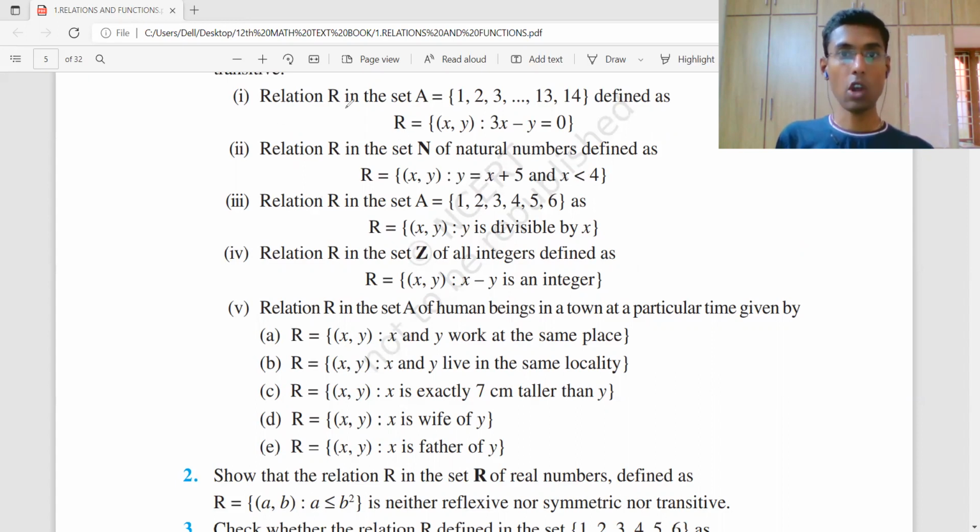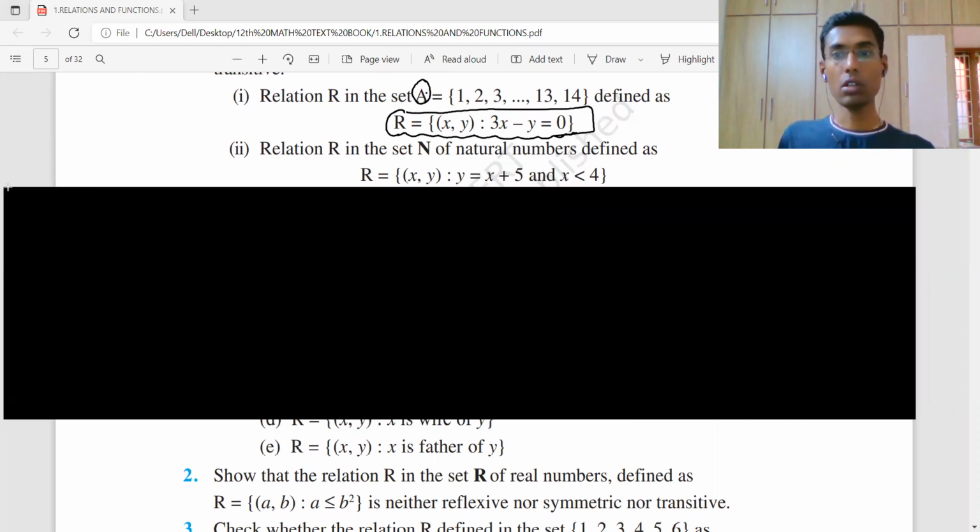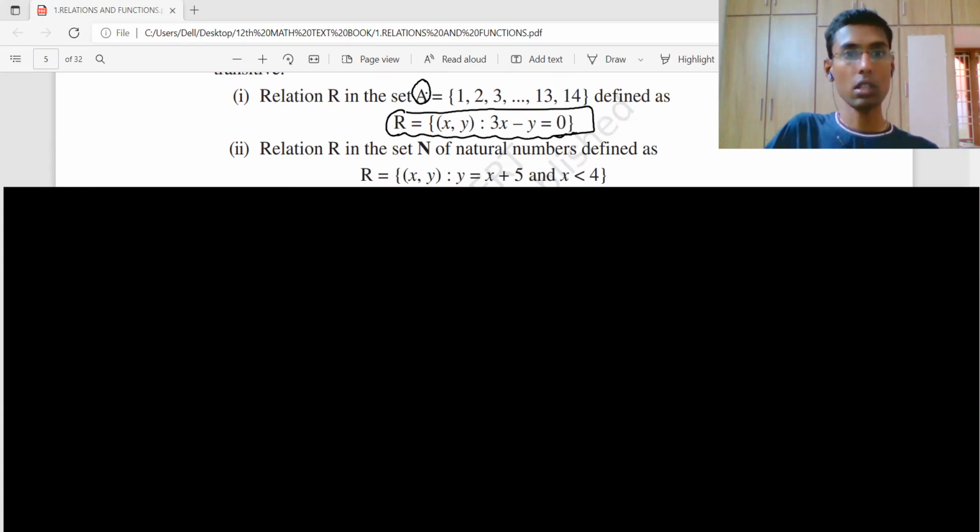So first example: relation R in the set A, which is 1, 2, 3, and so on up to 14, defined as R equal to {(x, y) : 3x minus y is 0}. They will give the relation like this. When A is finite, then R is a relation on set A, so it is a finite relation. When it is a finite relation, then it's easy. You can simply write what R is.